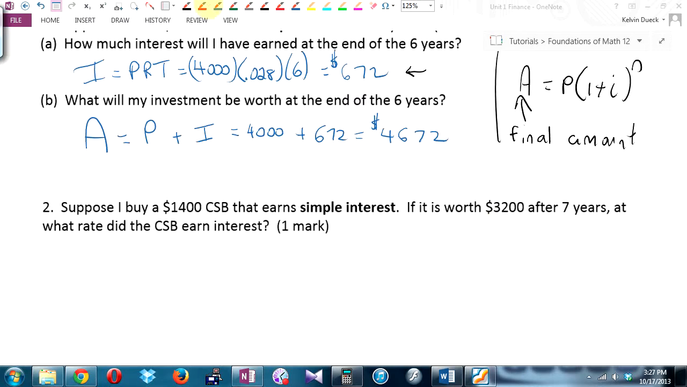Rosanna, if I was looking at this, I would definitely target it, because that means I'm going to be using I equals PRT. Okay? And this is wanting me to figure out the rate. It's actually going to want me to find R. So I'm going to write down this.